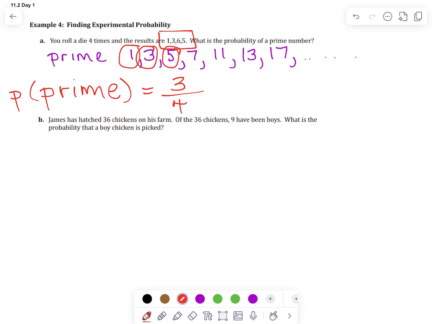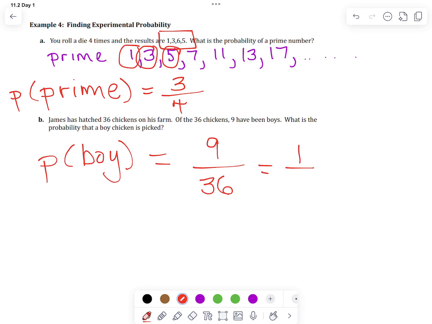James has hatched 36 chickens on his farm. Of the 36 chickens, 9 have been boys. What is the probability of a boy chicken being picked? So there were 36 total chickens, and the favorable outcomes are 9. So 9 out of 36, or we can reduce that to 1/4.